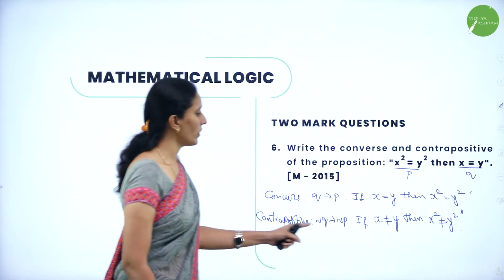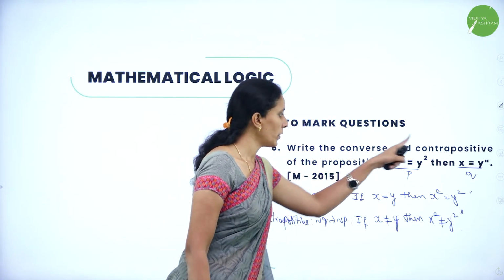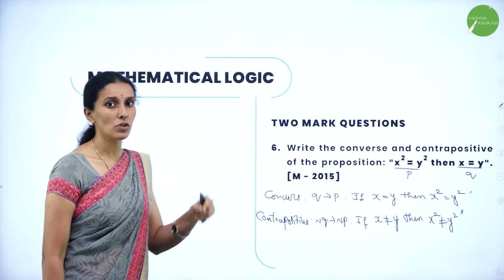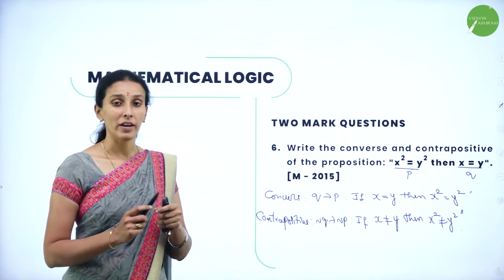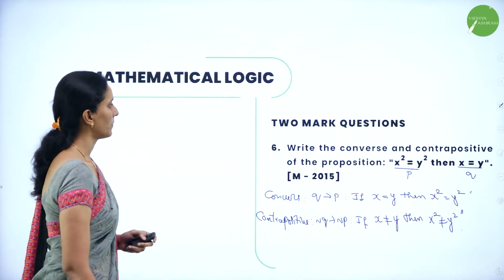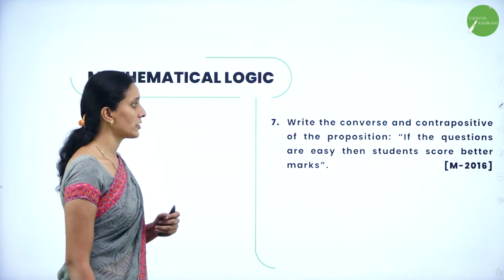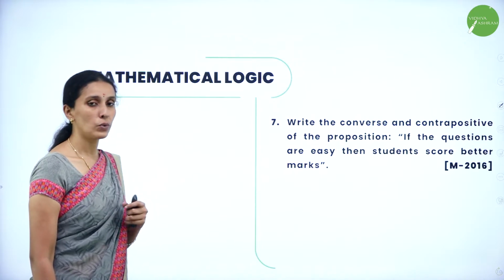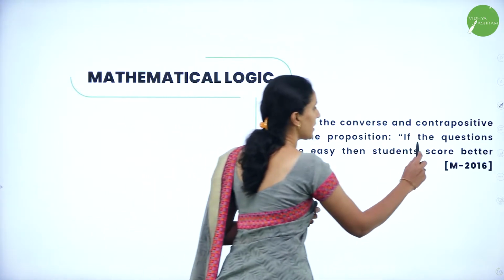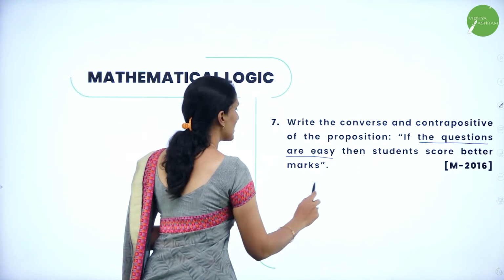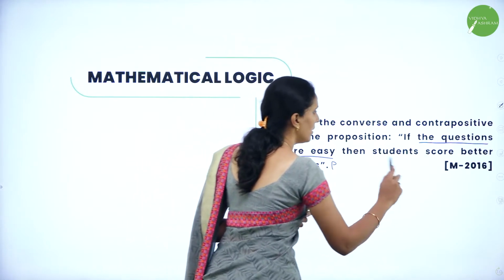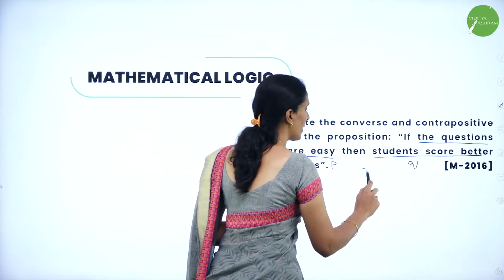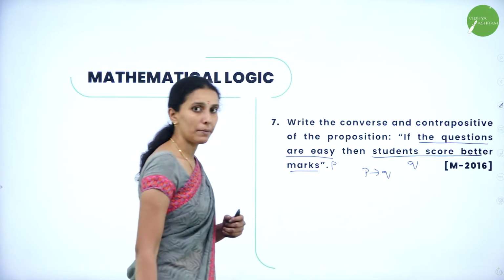So this is how we can write. Q implies P becomes the converse statement, and not Q implies not P becomes the contrapositive proposition. Next, write the converse and contrapositive of the proposition: if the questions are easy, then the students score better marks. Let me take "the questions are easy" as statement P and "students score better marks" as Q. So we have a conditional statement in the form of P implies Q.